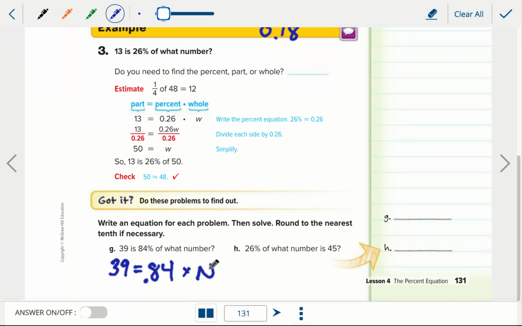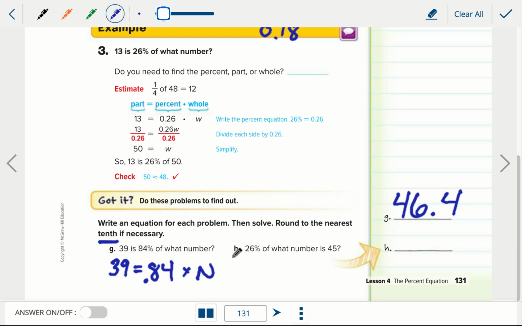Well, how do I figure out what that number is? I divide. So I'm going to divide 39 divided by 0.84. 39 divided by 0.84 gets me a really long number, right? It tells me to round to the tenths place, so I'm going to round to 46.4. And that's what my whole is.